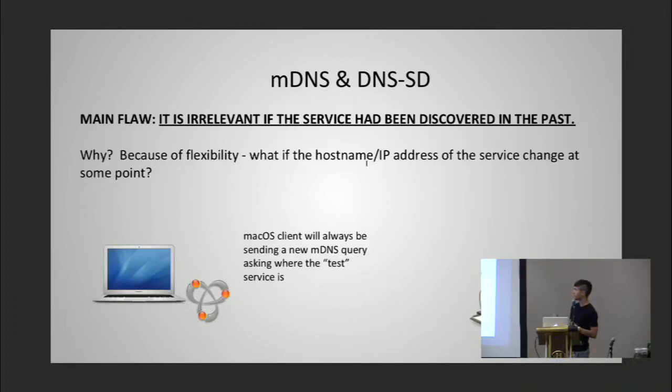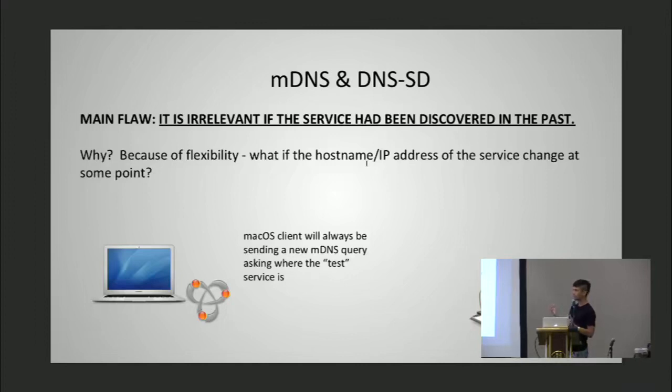is that even if the service had been discovered in the past, it doesn't matter, because say, for example, at some point the printer changes the host name or the IP address, because whenever you have, say, a corporate network, or a home network, you might have some of those changes. So because we want this flexibility of whenever the underlying host name or IP address change, we still want to be able to communicate with the same printer that provides the service called test IPP or IPPS or whatever.